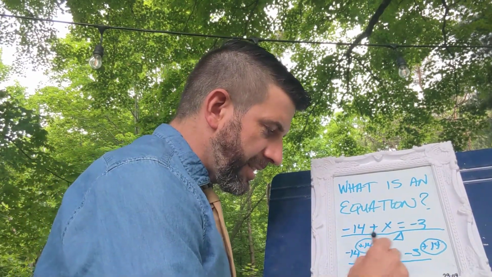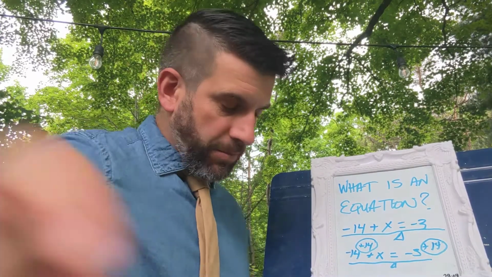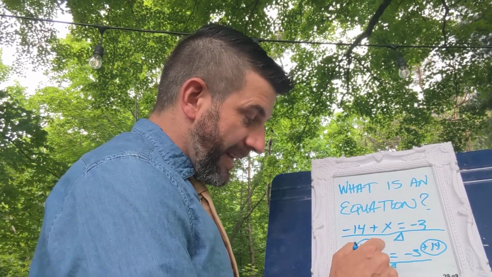That's the kind of thing that Clint would say. And Clint, you are absolutely right. We'll just call it x. So x, I've got that on this side now, is equal to minus 3 plus 14.